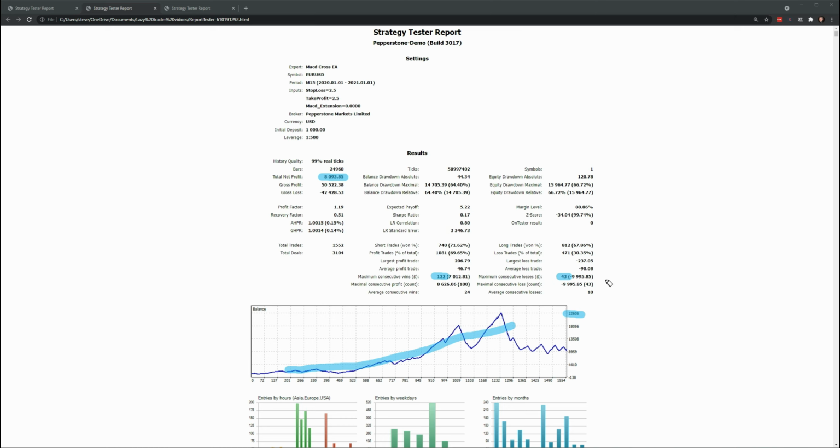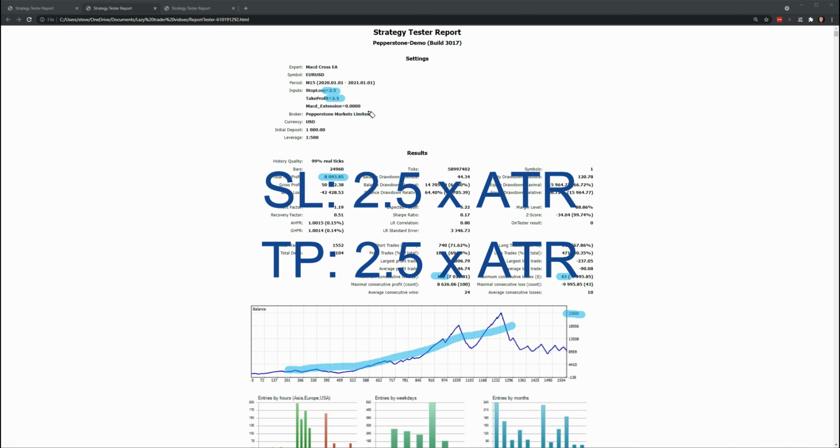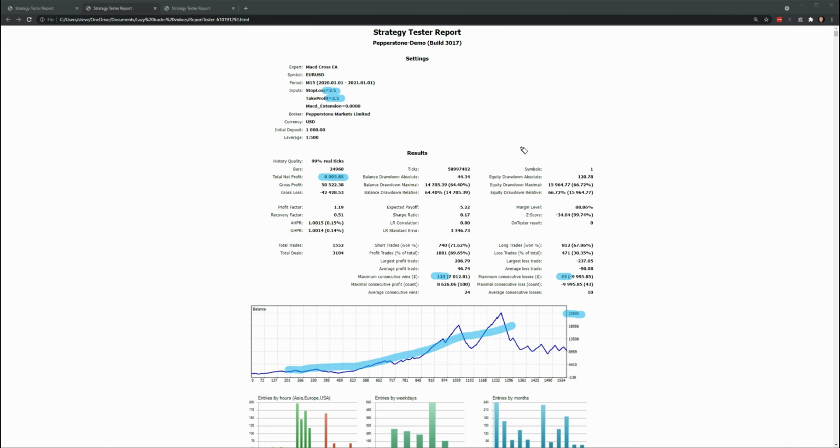So how did I do it? It was actually pretty easy. All I did was backtest a lot. And I found that adjusting the stop loss and the take profit, so a 2.5 to 2.5 risk reward ratio instead of the 1 to 1.5. That's all I did. I didn't change anything else. So hopefully you get a little golden nugget out of this result, because I know I did.